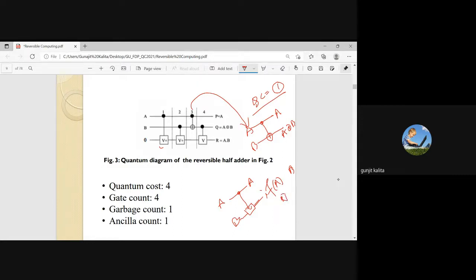Whatever function is applied, the V will. So if it is true, then the function of B will be applicable. If it is false, directly B will be there. The output will be B if it is false, meaning if the control is 0, it will be directly B. If it is 1, that function is applied on this.